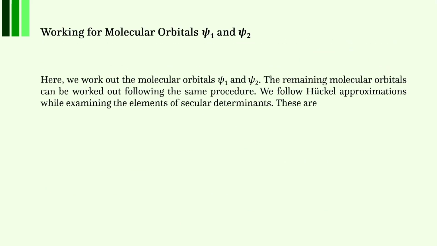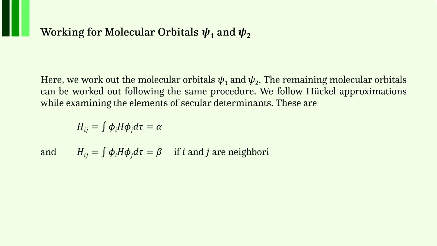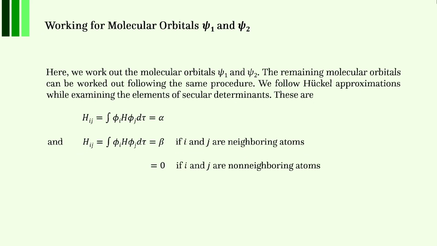If we make some equations on the Hückel treatment, we earlier know that for all integrals of the type phi I, H phi j, d tau, they are equal to alpha if I is equal to j, and beta if I is not equal to j but they are interacting orbitals or atoms. It is 0 if I and j are non-neighboring atoms, that is, not interacting orbitals or atoms. This is the selection rule that we have been using.